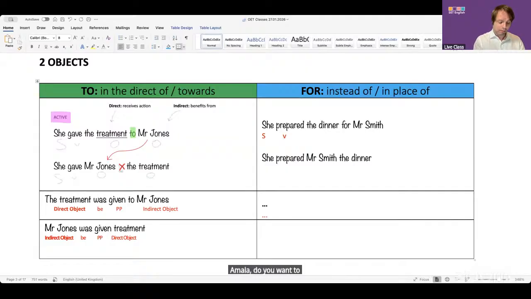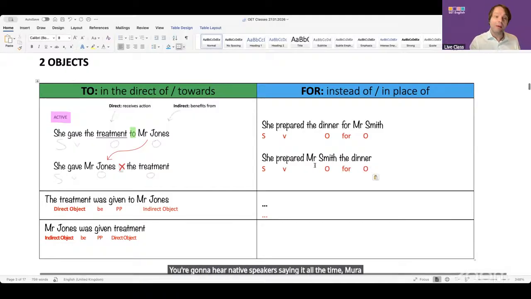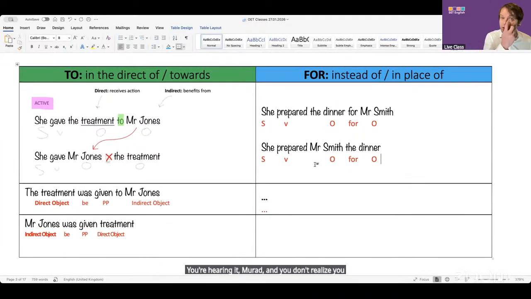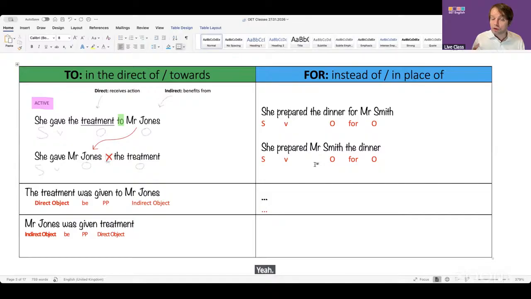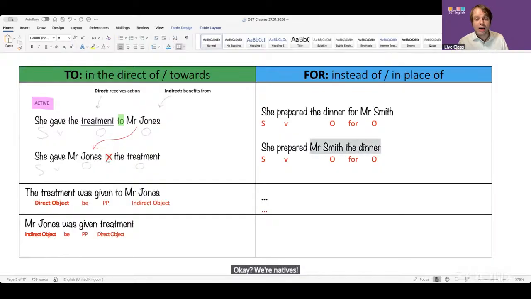Amala, do you want to ask a question? Murad, do you want to ask a question, sir? Is this second sentence correct? She prepared Mr. Smith the dinner. Exactly, it is. I'm really surprised. You're going to hear native speakers saying it all the time, Murad. This is why I'm doing this, because you're hearing it and you don't realize you're hearing this structure. Does that make sense? Native speakers will, now that you know, you will probably notice it happening.